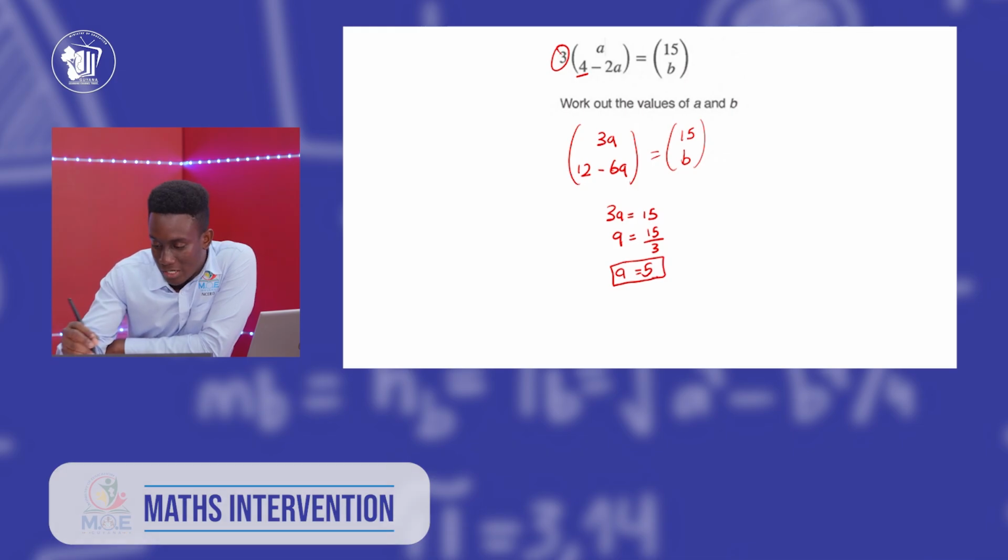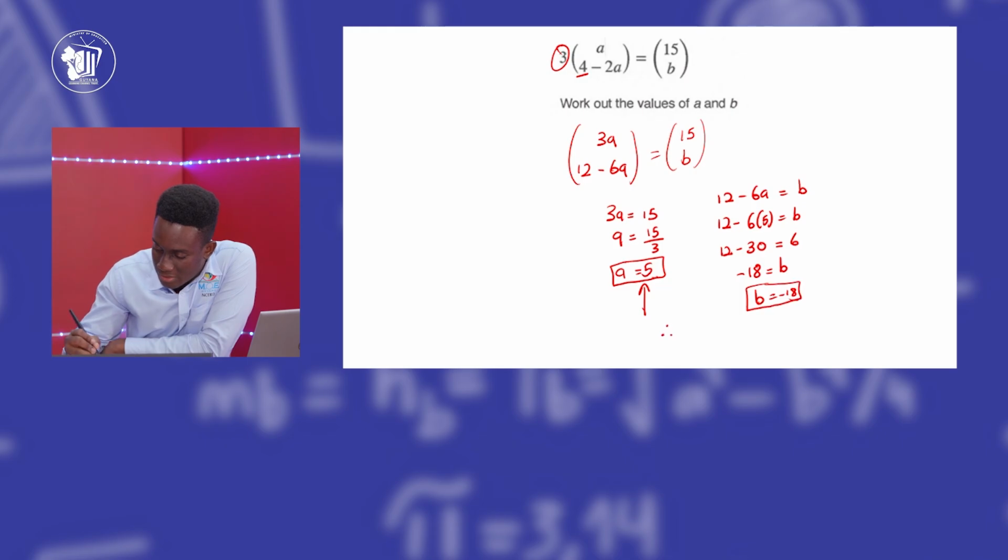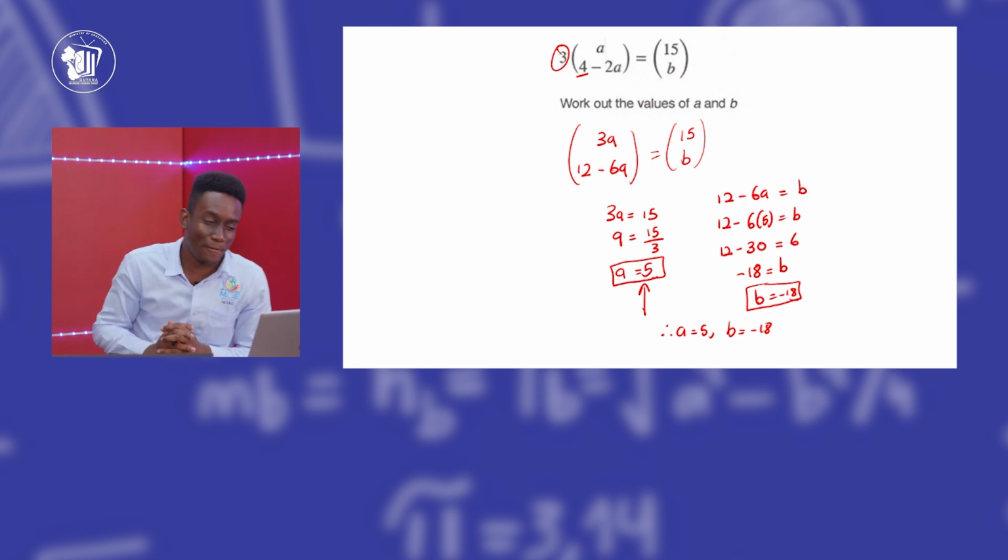And then to solve for b, we have 12 minus 6a is equal to b. So we already found a to be equal to 5. So we can say 12 subtract 6 times a, which is 5, is equal to b. So 12 subtract 6 times 5, which is 30, is equal to b. So 12 subtract 30 will give us a negative 18 is equal to b. Hence, we can say b is equal to negative 18. And to answer this, we can say a is equal to 5 and b is equal to negative 18 as the answers for a and b.